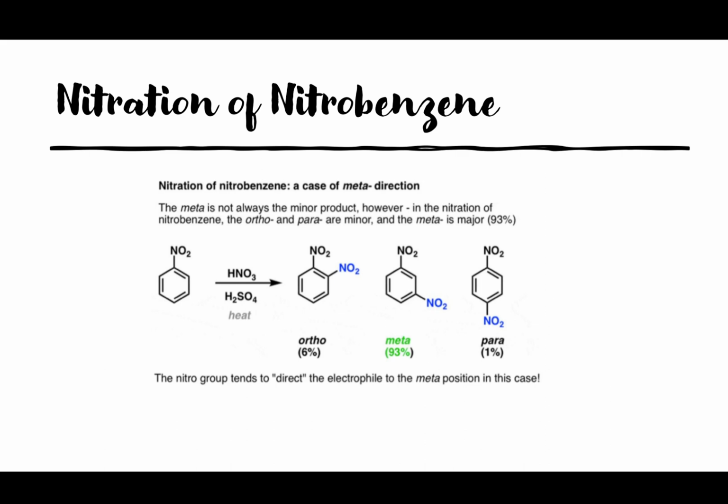So let me write it down. Where the methyl group directs to the ortho and the para positions, the nitronium group directs only to the meta position, right? So that is the nitration of nitrobenzene in the case of meta direction. The meta is not always the minor product. However, in the nitration of nitrobenzene, the ortho and para are the minor products. Meta is the major product at 93%. 93% of the isomers obtained are meta.